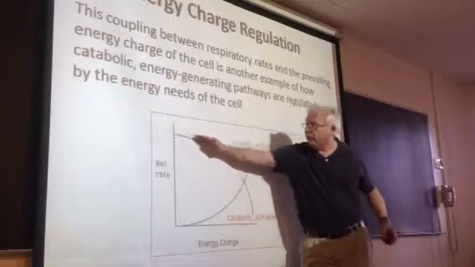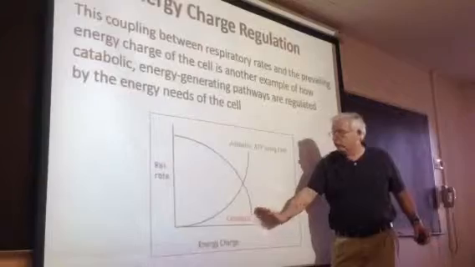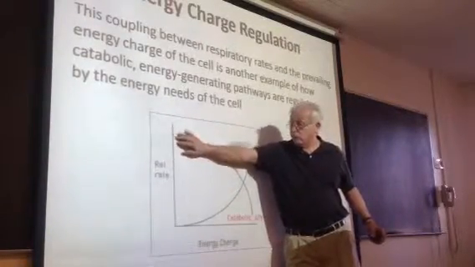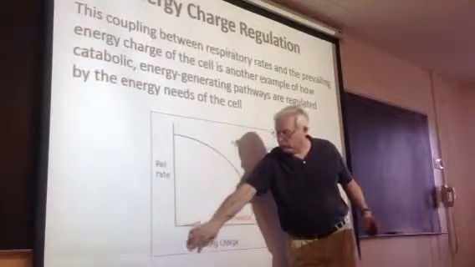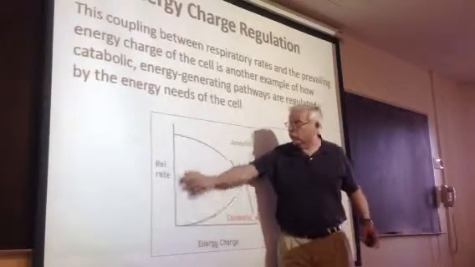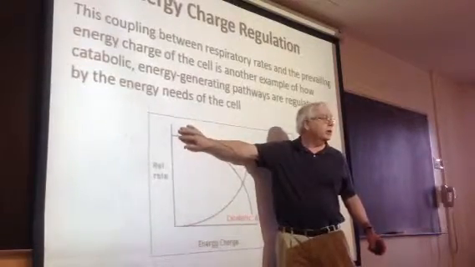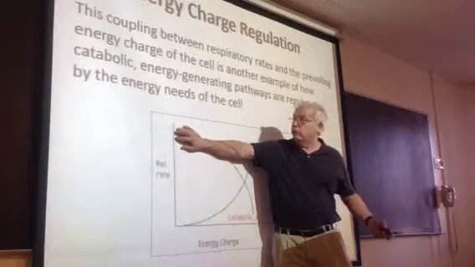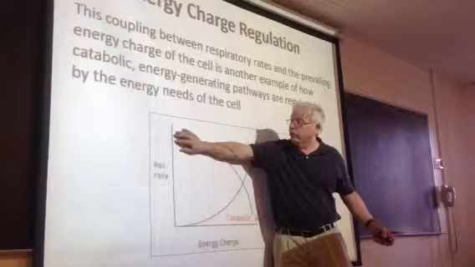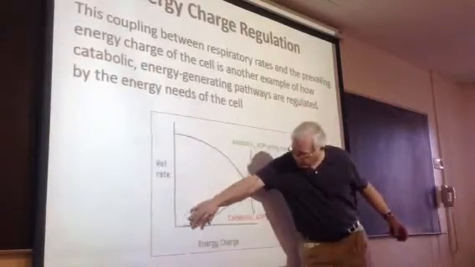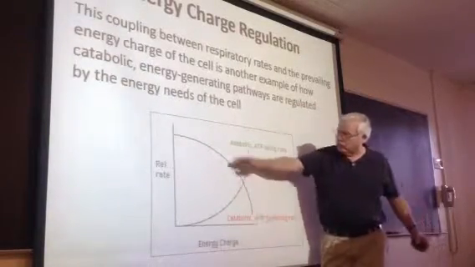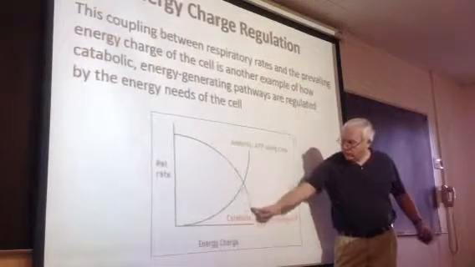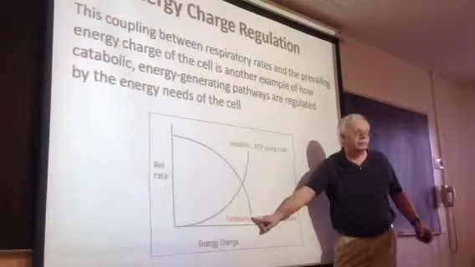So this is the pattern typical of energy generating catabolic pathways. They're highest when the energy needs of the cell are greatest. When energy charge is low, they're operating at full speed. That's when you're going to do glycolysis and Krebs cycle and mitochondrial respiration. If you move up here to high energy charge situations, those pathways are no longer needed. They drop to low rates.